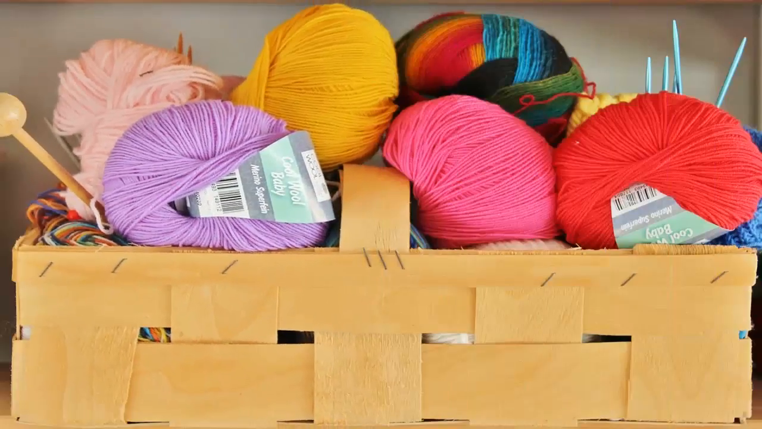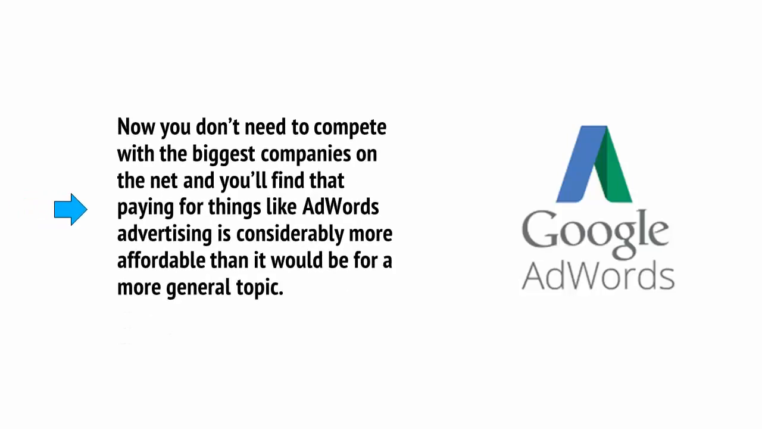An example of a niche might be knitting. Now, if you have a blog about knitting and you sell knitting paraphernalia, only people who are interested in knitting are going to read your blog and buy from you. This way, you've cut out a niche for yourself rather than trying to appeal to everyone. That in turn means that you have drastically reduced the amount of competition you're facing. Now you don't need to compete with the biggest companies on the net, and you'll find that paying for things like AdWords advertising is considerably more affordable than it would be for a more general topic.